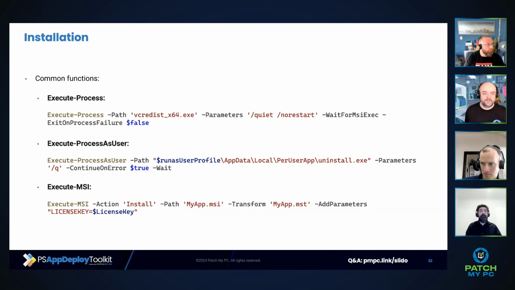Another typical problem with these VC-Redist is that they will fail if a newer version is already present. And they get updated all of the time, and other apps will install them freely. So that's quite common that they can fall over. So you'll want to put that execute on process failure false in there as well. If you ever wanted to execute something as the logged in user, for example, to uninstall a per user application, execute process as user will do that for you. This example on the screen uses the built-in variable that has that user's profile.